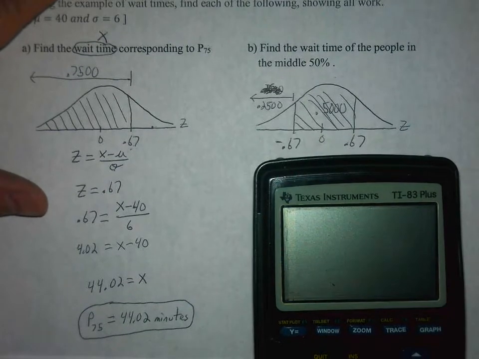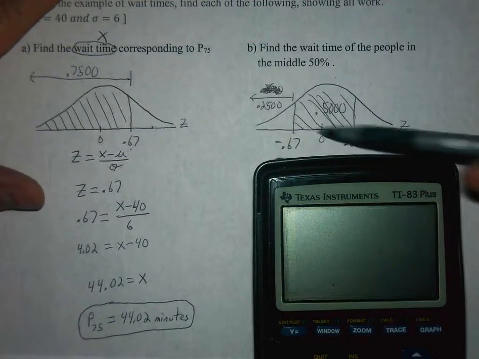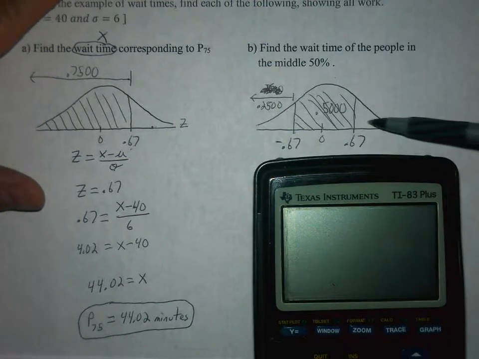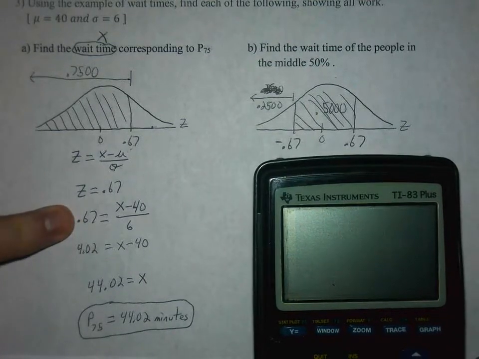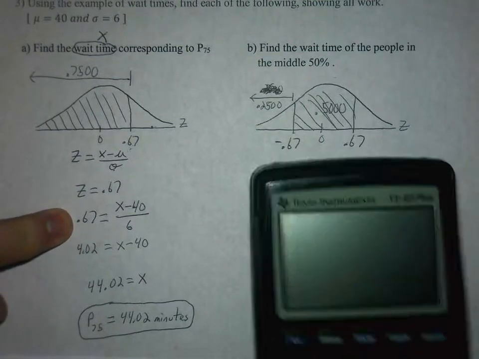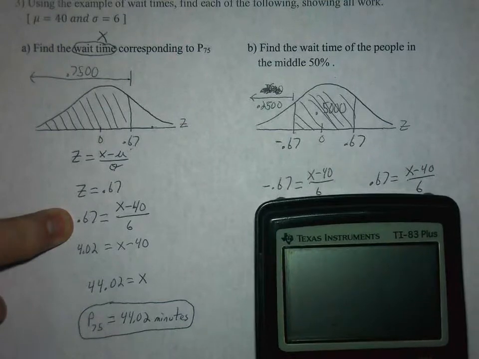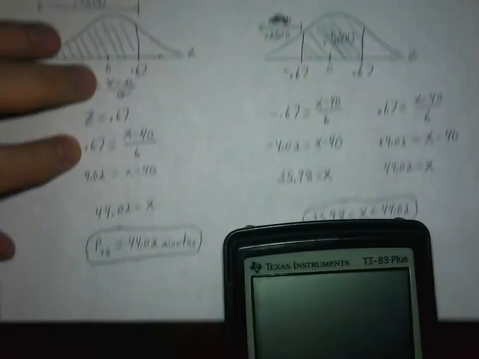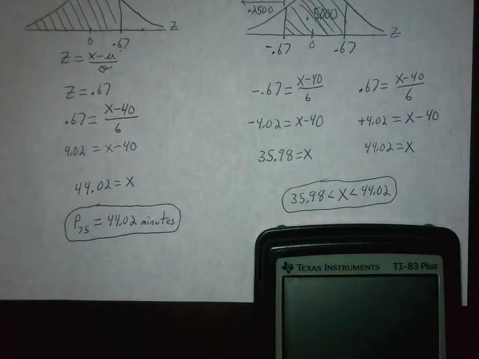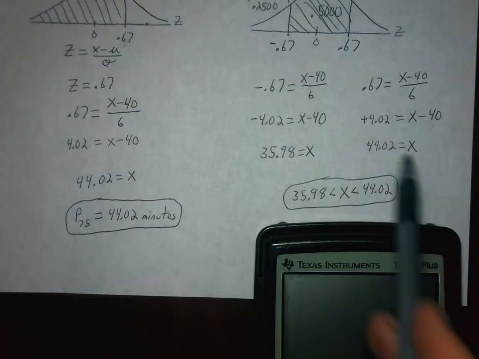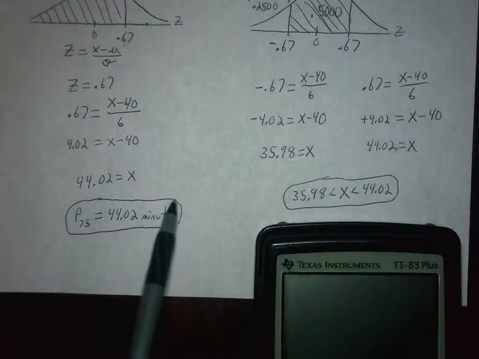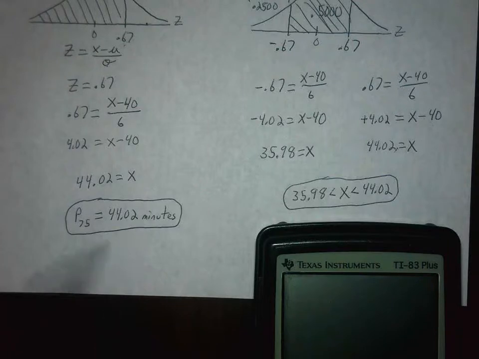Okay, so now we have to find the wait time for the middle 50%. Well, now we have two different z-scores, basically saying two different wait times. So you have to use that same formula, that same concept as we did in the last one. You have to do it twice though. One for the negative z-score and then one for the positive z-score. And then when you solve that, you end up with 35.98 and 44.02. Notice that the 44.02 is the same as the last one.